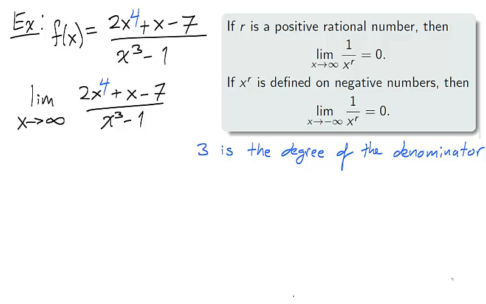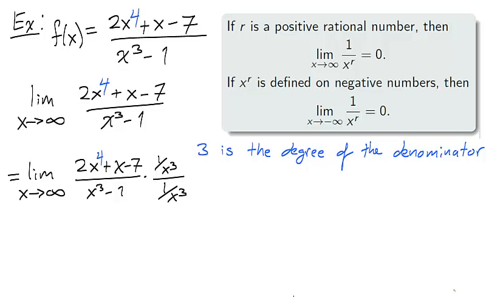If we take the same example, but alter the numerator so it's 2x to the fourth plus x minus 7, so our polynomial in the numerator has degree 4. We calculate the limit as x approaches infinity in the same way. We multiply the numerator and the denominator by 1 over x cubed, 3 because it's the degree of the denominator.